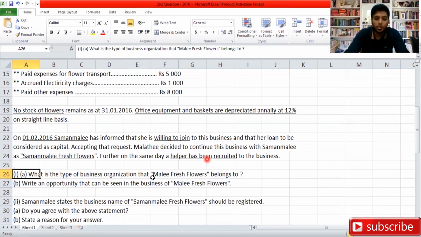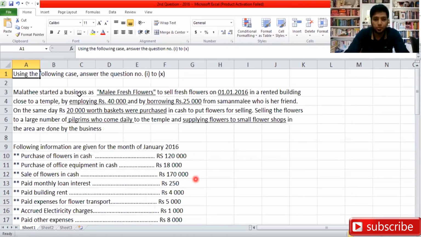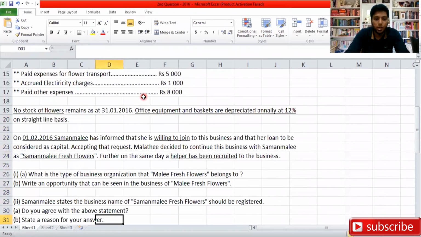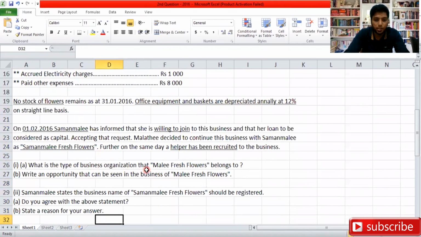What is the type of organization that Mali Fresh Flowers belongs to? Now, you might see here, Malati is starting a fresh flower business, because Mali Fresh Flowers is the business she started. Now she's starting alone. So this is a sole proprietorship business. You can easily find out. And they're asking what is the type of business organization that Mali Fresh Flowers belongs to. So you can write here sole proprietorship. So we have done that also.